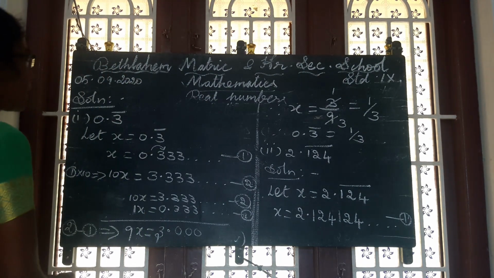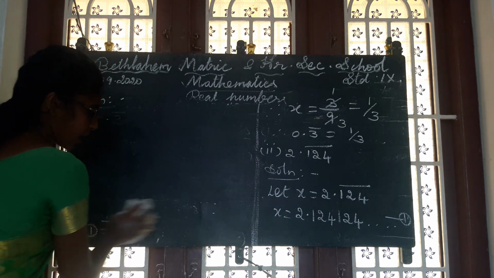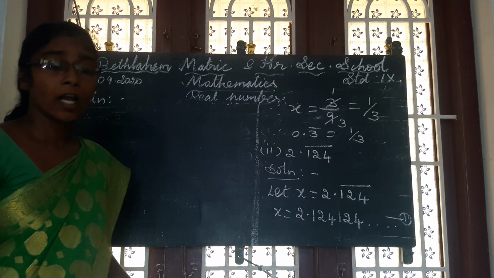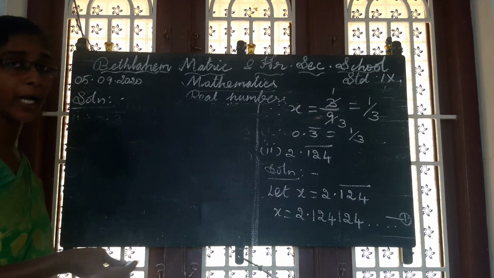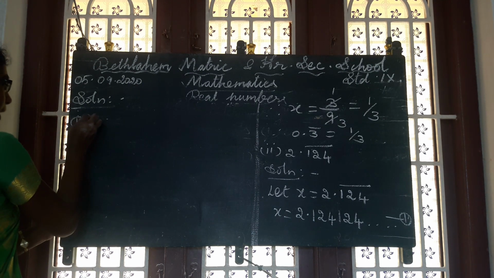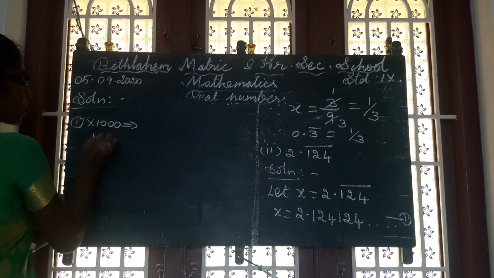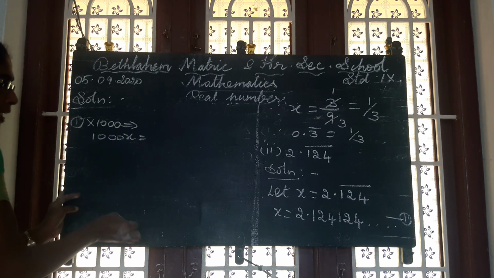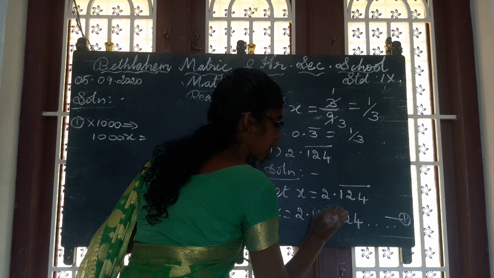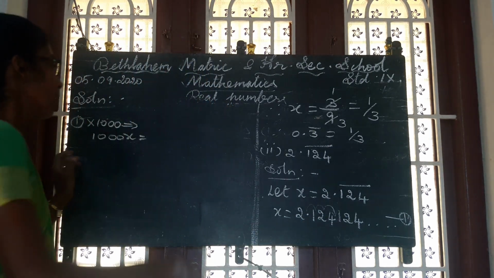Next, how many digits are repeating here? Yes, 3 digits are repeating. One digit repeating means we multiply by 10. 3 digits repeating means we have to multiply by 1000. So 1000x is equal to equation 1 into 1000. How many places will the decimal be moved? 1, 2, 3. The decimal point will come here.